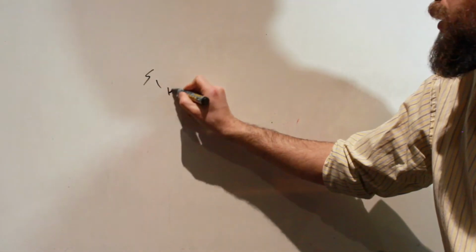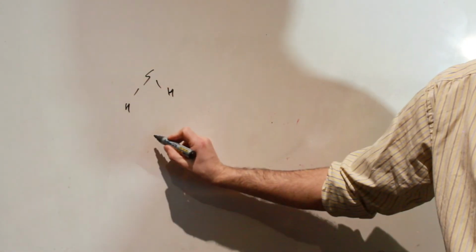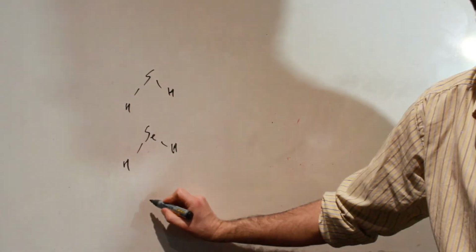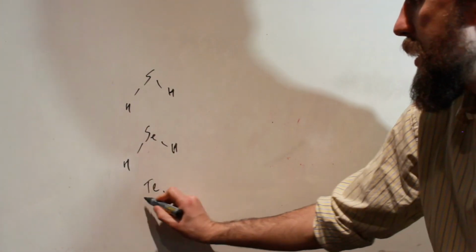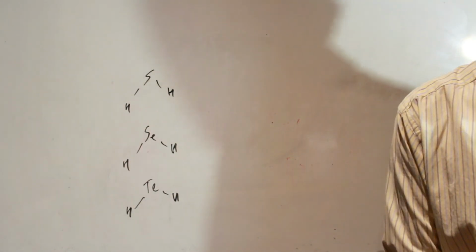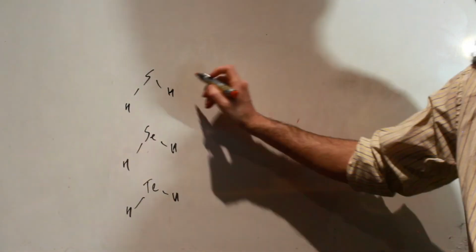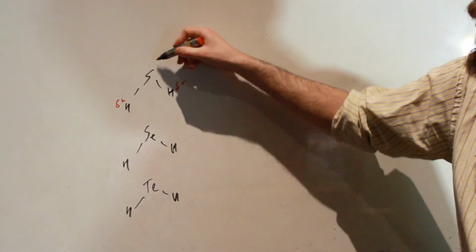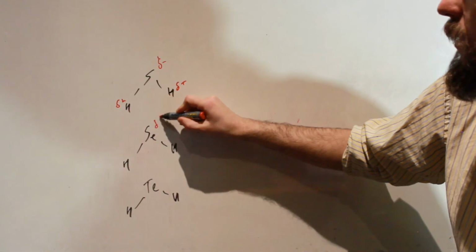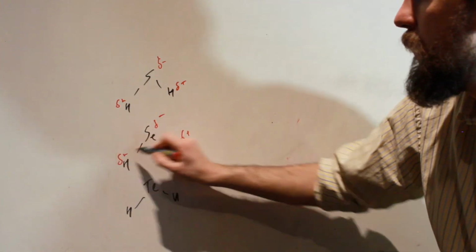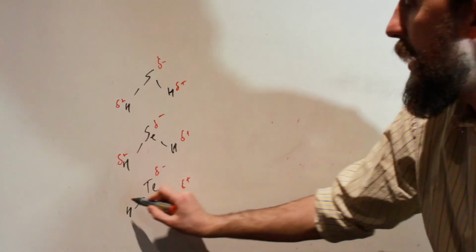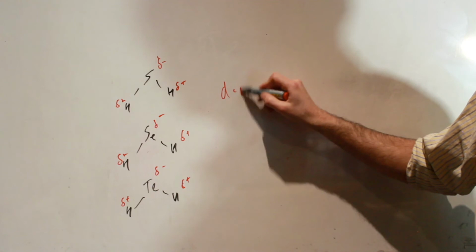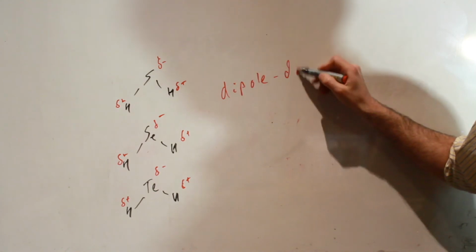So we'd have our sulfur dihydride, H2S, we'd have our SeH2, and then we have our TeH2. Now in all of these cases, we're going to have hydrogen as the most delta positive atom within the molecule, I should say. And then we'll have delta negative, delta negative, delta positive, delta positive, delta negative, delta positive. Now none of these fulfill the criteria for hydrogen bonding. They will all have permanent dipole-dipole interactions.